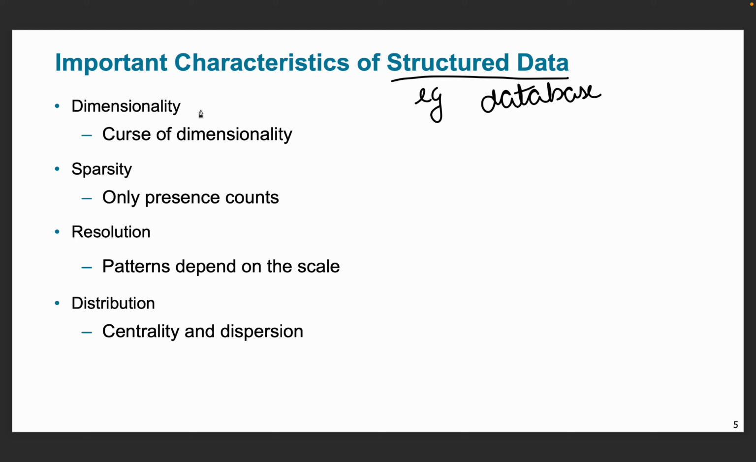The first one is dimensionality. It's the number of features, number of attributes, number of columns, that's what it says. Number of features is the more appropriate word here, not columns, because we can have garbage columns as well. Number of features, that's what dimensionality is. It has one disadvantage, which we call the curse of dimensionality.